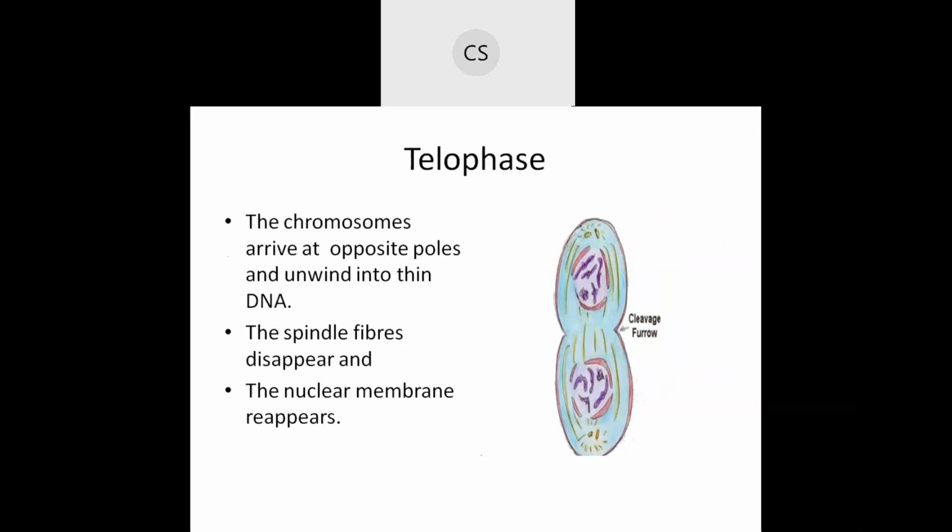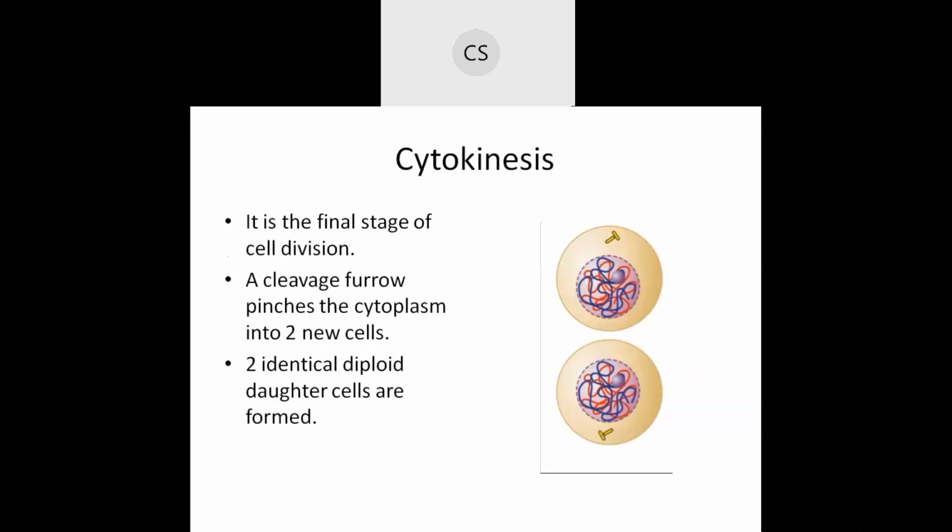During this phase, chromosomes undergo many changes and finally the genetic material splits equally, and what happens after nuclear division is division of the cell cytoplasm. The division of the cell cytoplasm is known as cytokinesis. It is the final stage of cell division. In cytokinesis, the cleavage furrow pinches the cytoplasm into two new cells. Two identical diploid daughter cells are formed. Thank you.